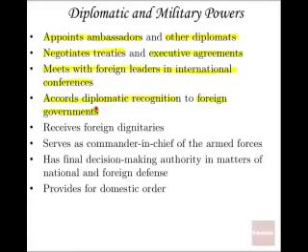And that really is up to the president as chief of state. The president receives foreign dignitaries. And really the big military power that the president has is that he or she serves as commander-in-chief of the armed forces. That's why having military experience is definitely a plus when you're running for president. Definitely not required. A lot of the recent presidents never really served in the military, but it does give you some credibility as commander-in-chief. Again, the president has the final decision-making authority in matters of national and foreign defense.